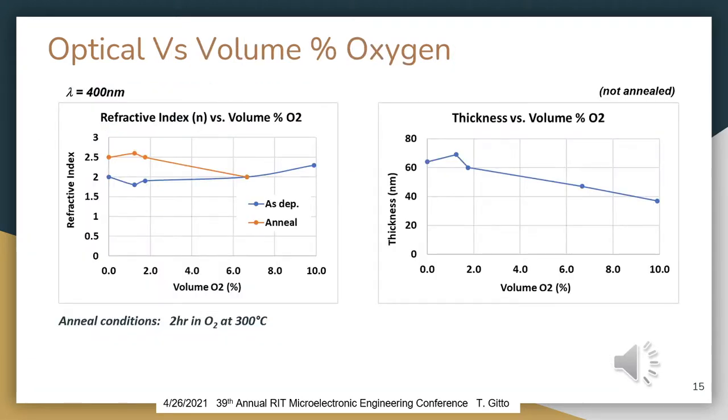Here we have the optical versus percent oxygen graphs that we use to plot against each other. This is at 400 nanometers, and what we can see from here is as our ambient oxygen went up, we had an increase in refractive index. But interestingly enough, as we increased our oxygen, we got a lower thickness value.